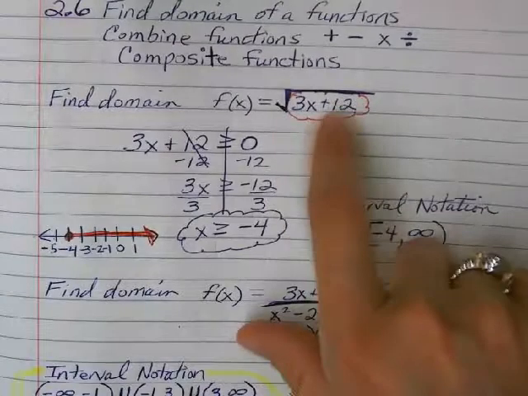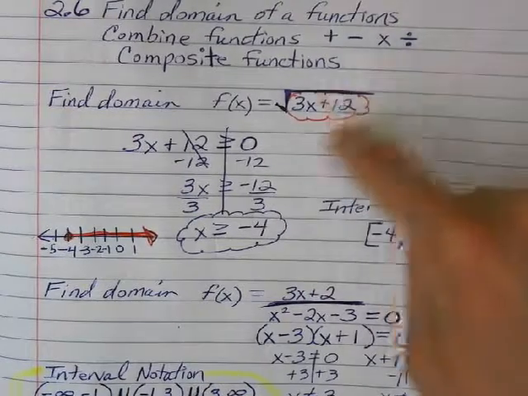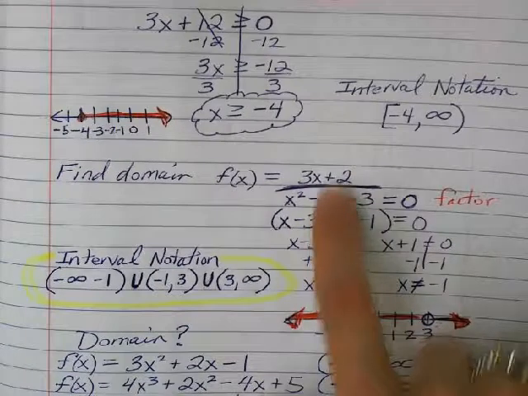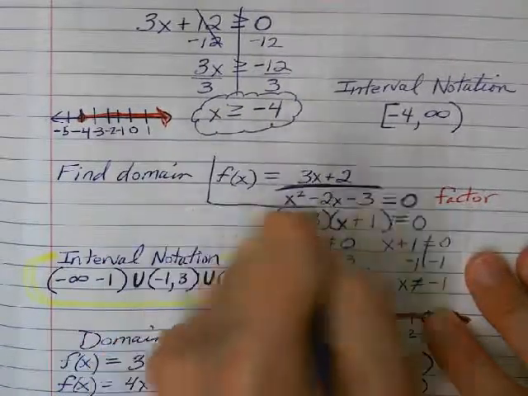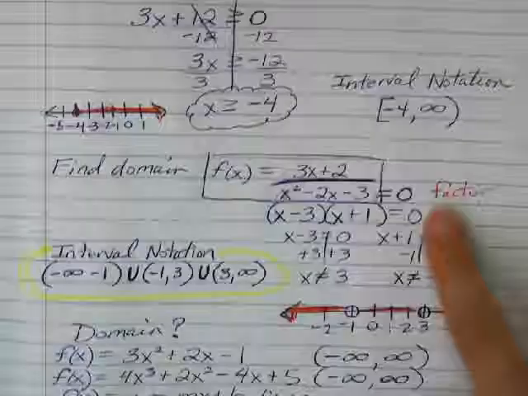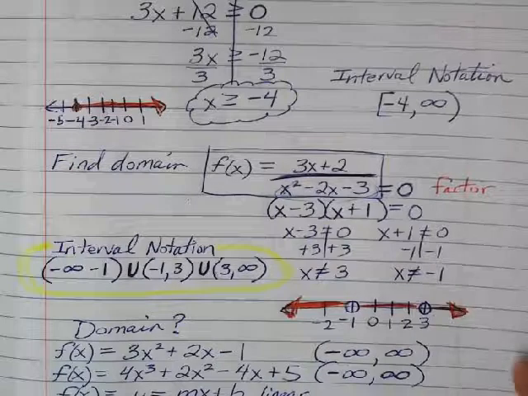But you just have to watch for square root graphs. The part in the square root has to be greater than or equal to 0. And fractions, you can't divide by 0. So for the domain of this, you just have to look at the denominator, set it equal to 0, and the graph can't hit those numbers.